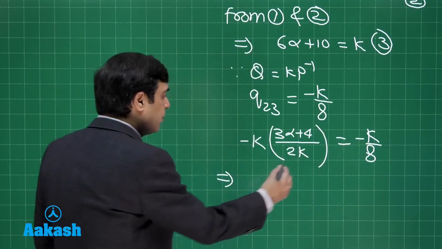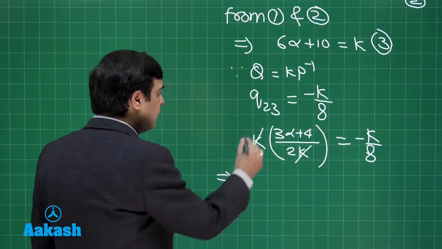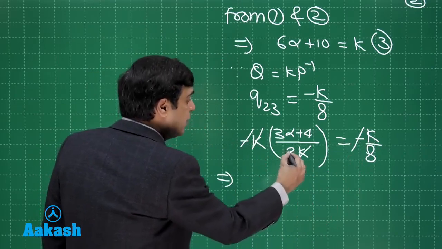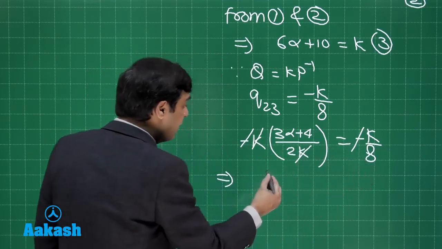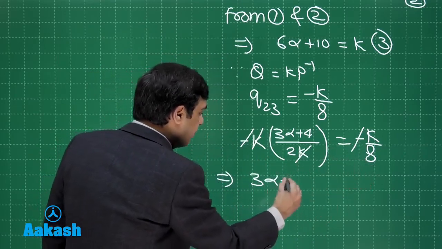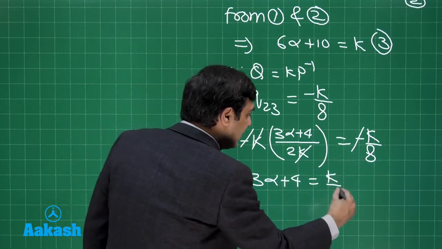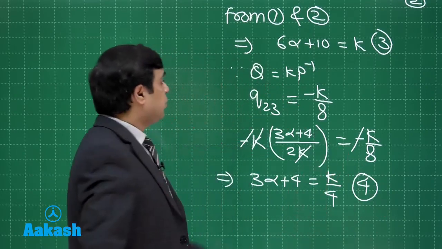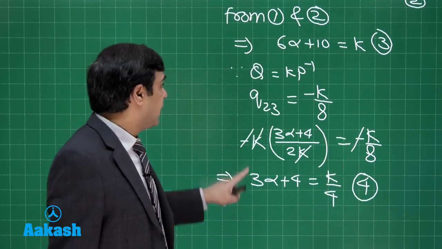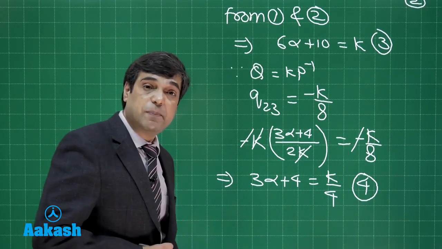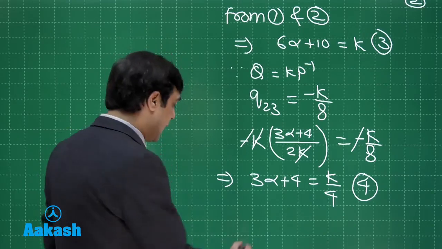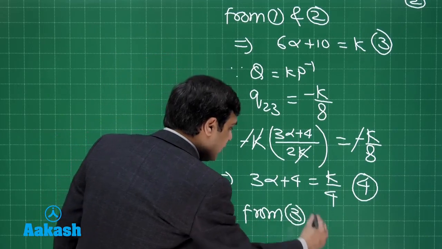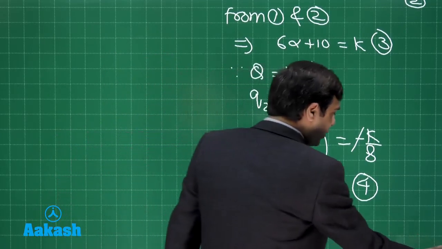Now, what we obtain here, this k is cancelled, minus is also cancelled. So on cancelling 2, we are getting 4 here. So we get 3 alpha plus 4 is equal to k by 4. Now let's put it as equation number 4. If you take equation number 3 and equation number 4, you can simply get the value for alpha and k from 3 and 4. What to do here?